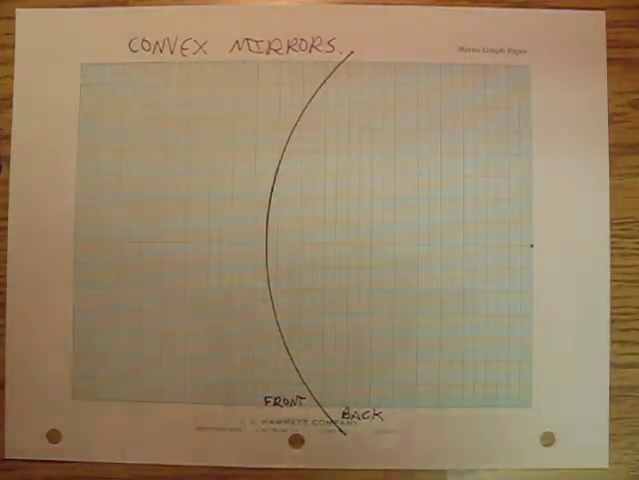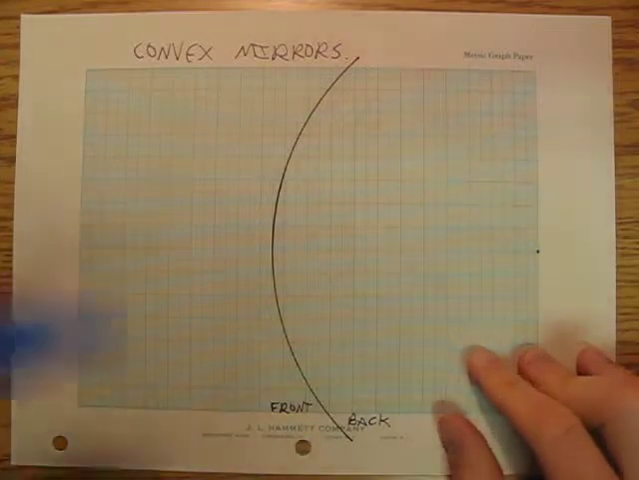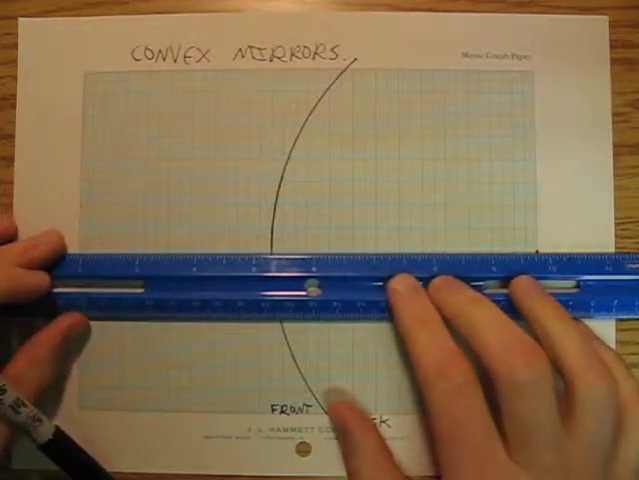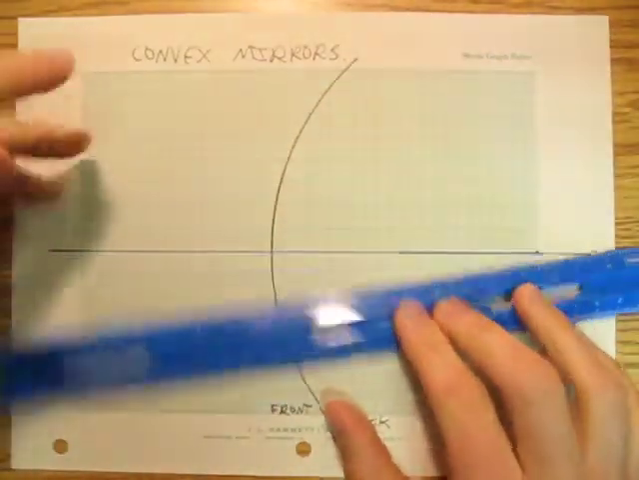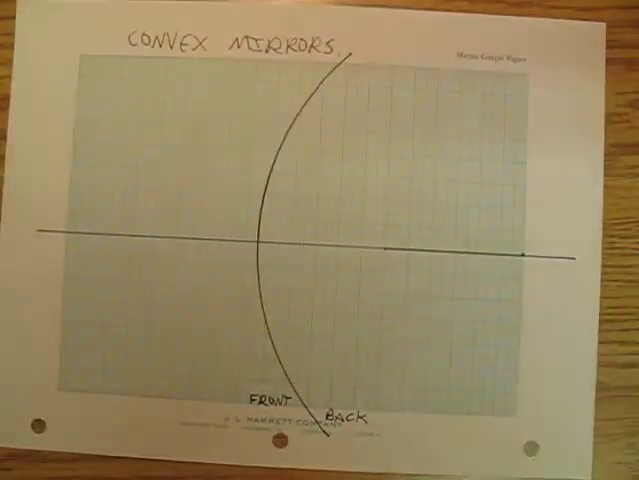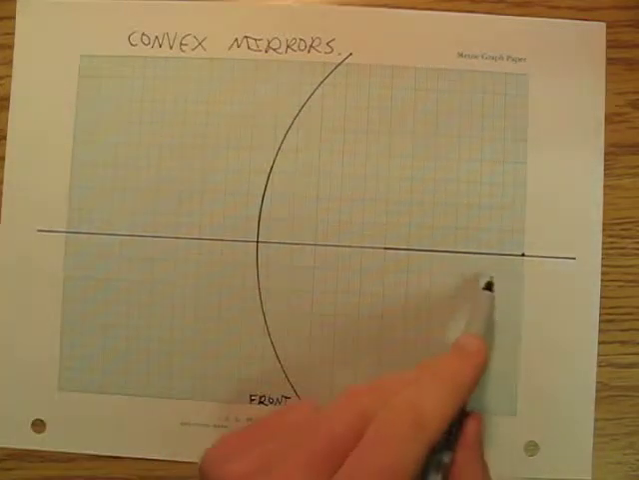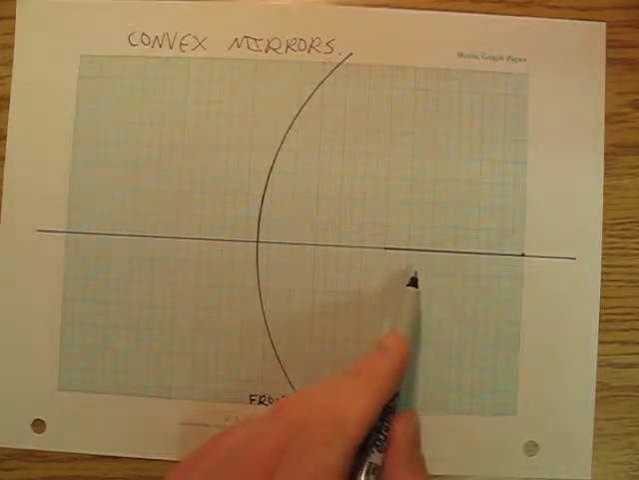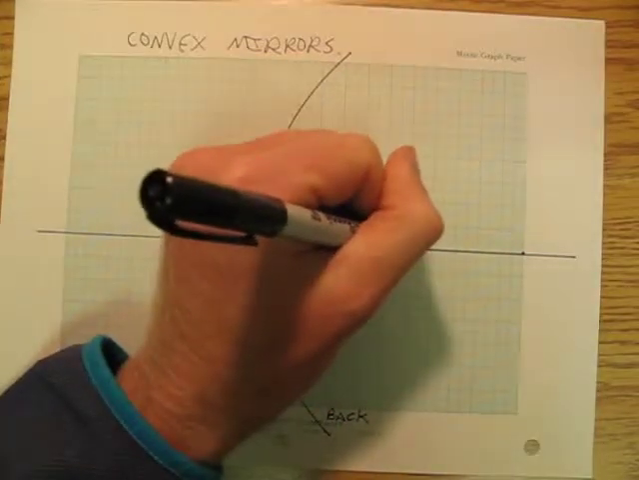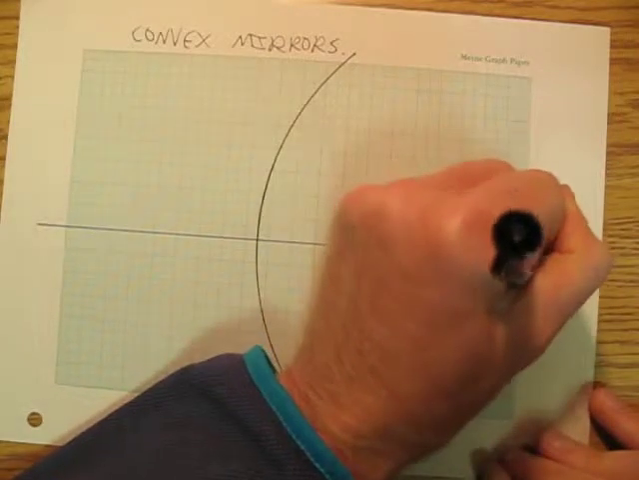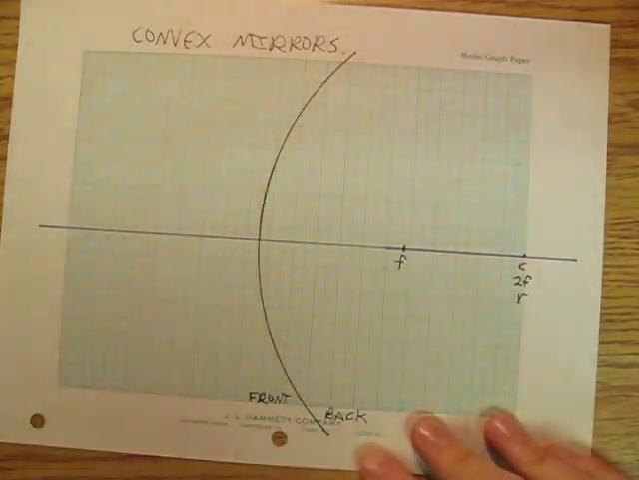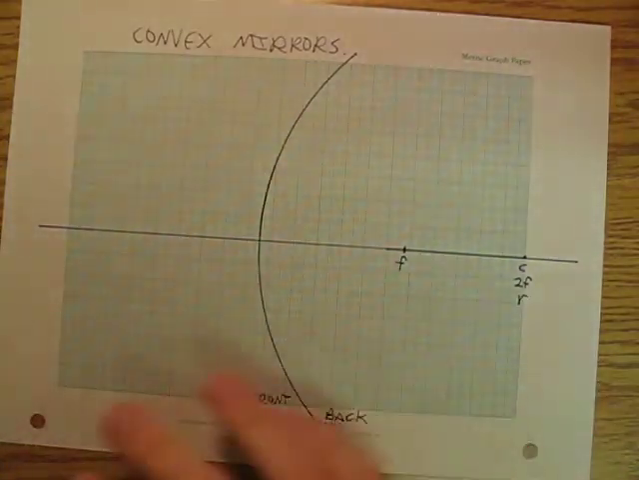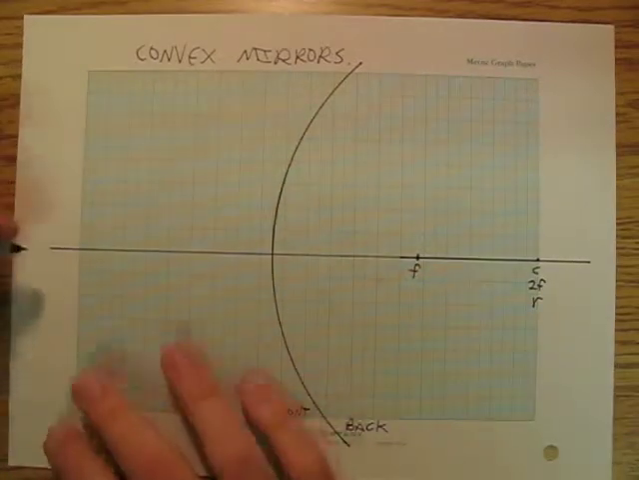And so once again we have our optical axis, and we go halfway in 1, 2, 3, 4, 5 and a quarter. And so we have, this is our center, otherwise known as 2F, otherwise known as the radius, and this is our focus right here.